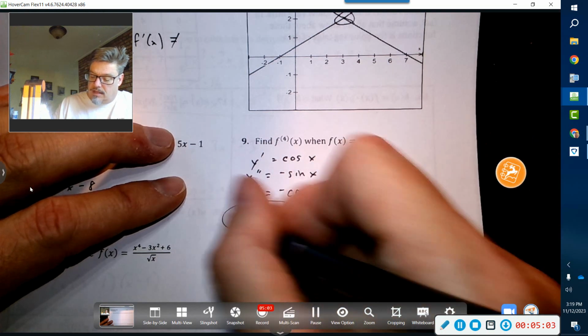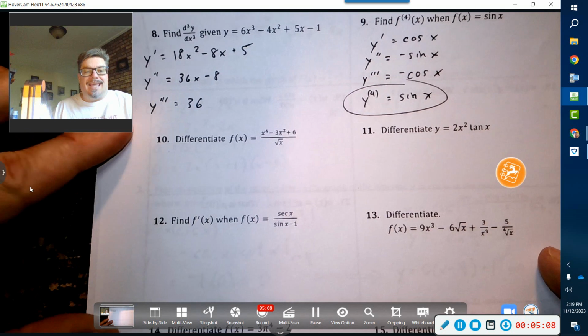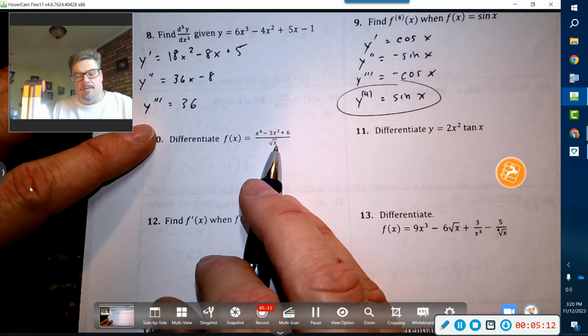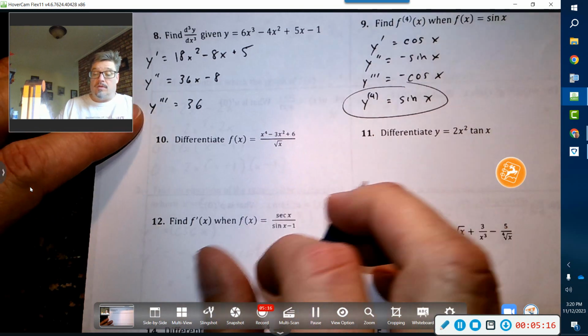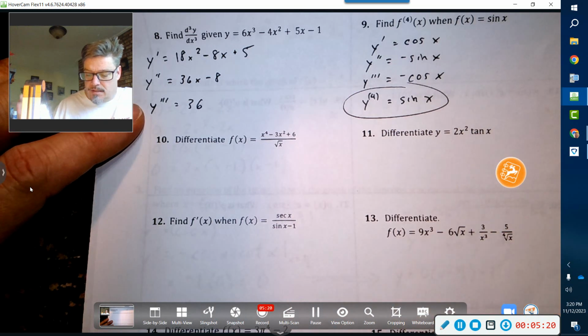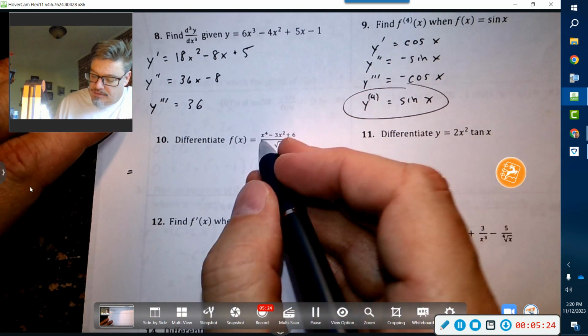So it looks like it's just positive sine of x. Alright, 10. We're going to split this x to the negative 1/2. We're going to give it to each one of those terms. You could use the quotient rule, but I think it's actually a little easier to do it this way.